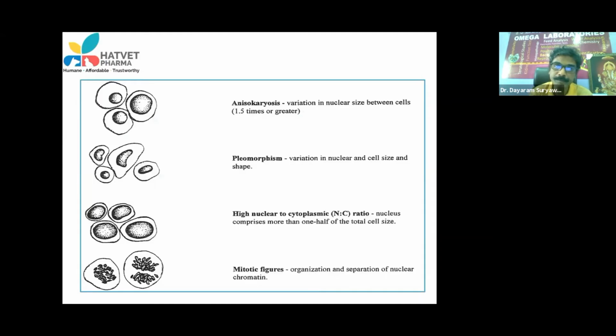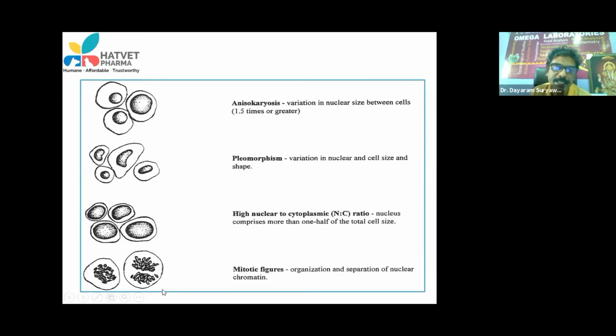Now here we can see there is a change in the cytoplasm and nuclear ratio. Then pleomorphism: one cell does not look similar to the other. Some cells are round, some are elongated, some are egg shaped. So there is pleomorphism. The next is the high nuclear ratio that we already discussed.